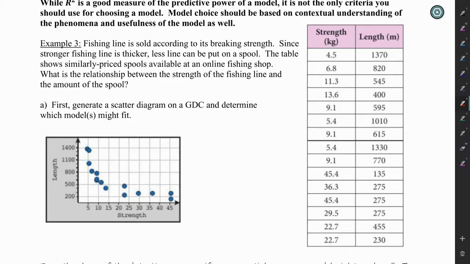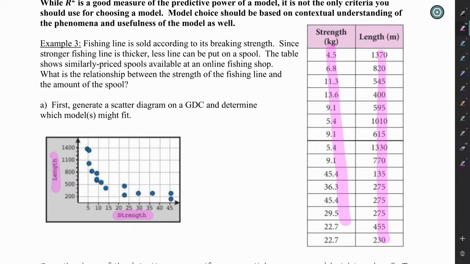So the first thing we can do is generate a scatter diagram on the graphing calculator to determine which models might fit. Here's our original data in this table on the right, the strength and the length. Our strength is our x value and our length is our y value. So our strength is our independent variable, our length is the dependent variable. We're saying that the length that fits on a spool depends on the strength.